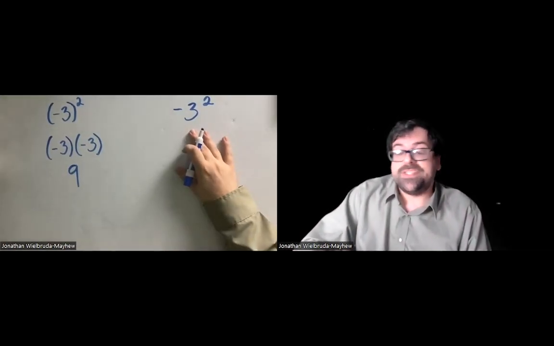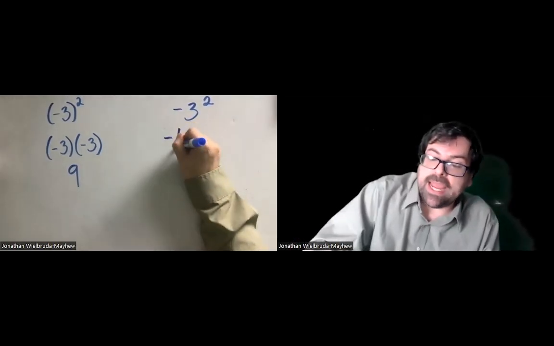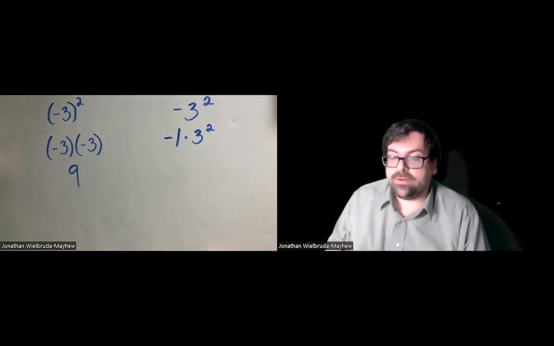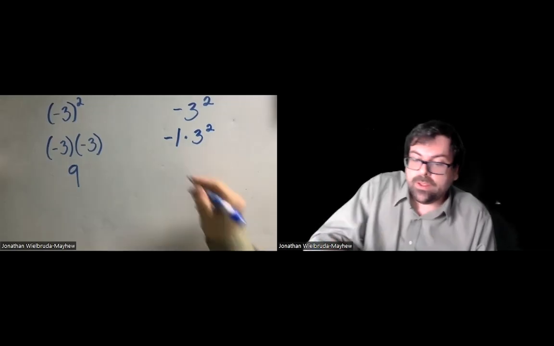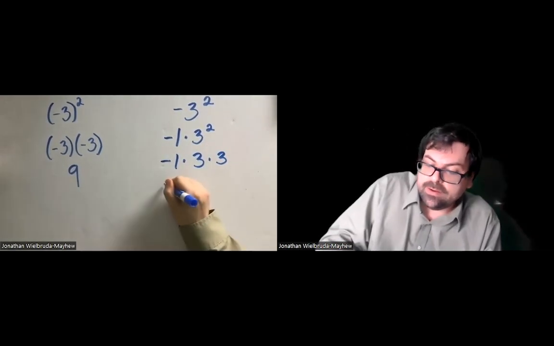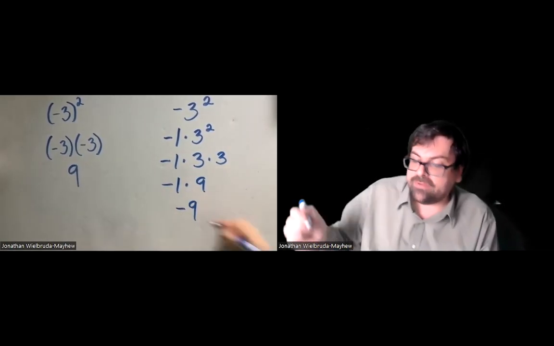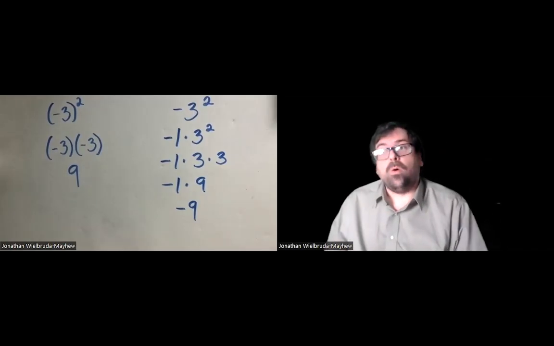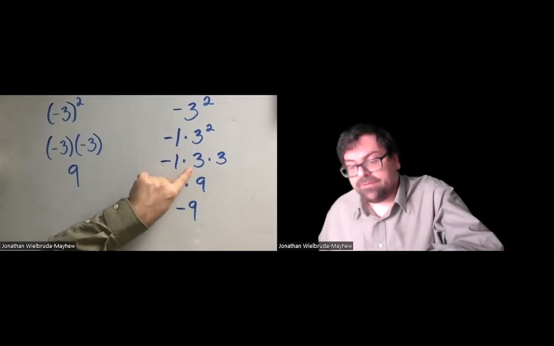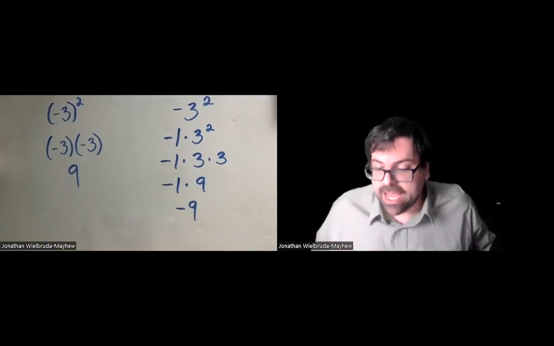Here, the negative is not part of the base. The square only applies to the 3. This is the same as -1 times 3 squared, or -1 times 3 times 3. -1 times 9. We get -9. Or if you go left to right, -1 times +3 is -3. -3 times +3 also gives us -9.